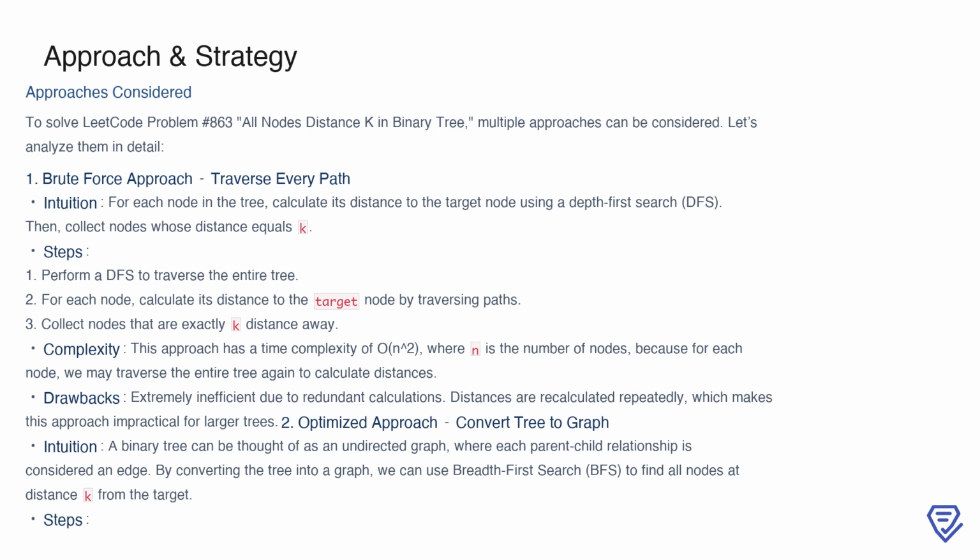However, this approach is highly inefficient because it involves repeatedly traversing the tree for each node, resulting in a time complexity of n squared, where n is the number of nodes. This redundancy makes it impractical for larger trees. A more efficient solution is to convert the tree into a graph. Here, we treat the parent-child relationships as undirected edges and use breadth-first search to locate nodes at the desired distance. This graph-based method avoids redundant calculations and significantly improves efficiency, making it a better candidate for larger trees.